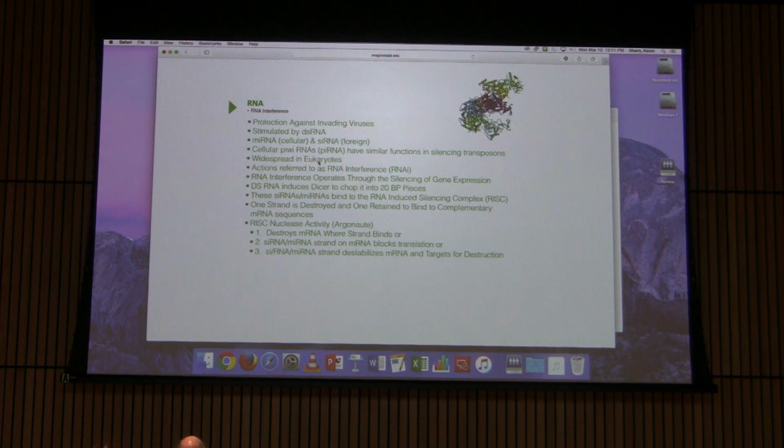And here you're limited only by what you can get into a cell and then see the consequences as a result of that. So there's a lot of excitement right now with using this technology in biotechnology.